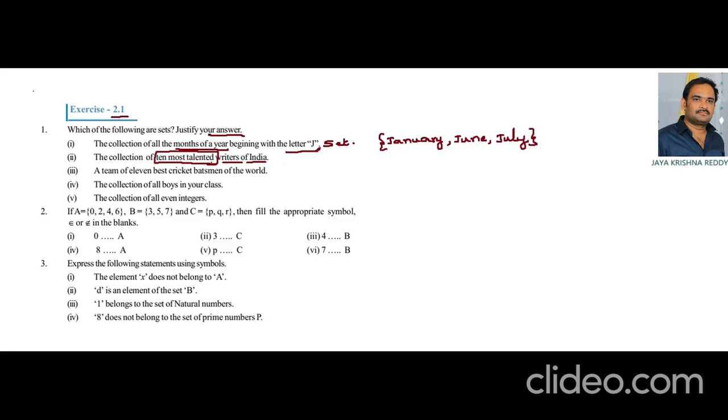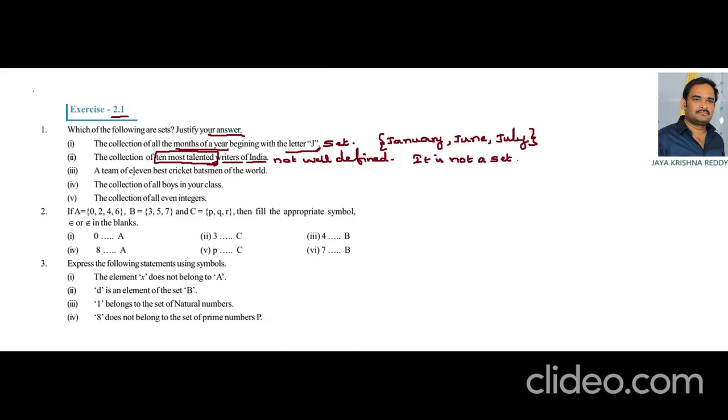So that is not clearly mentioned here. So how can we select a writer as he is most talented? So here the definition is not in a proper way. It is not well defined. It is not well defined. So it is not a set.